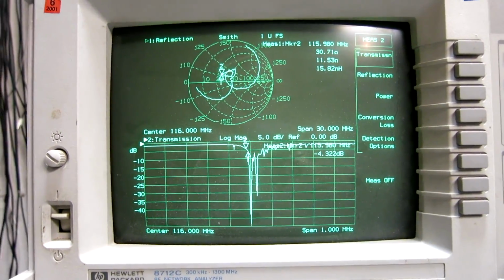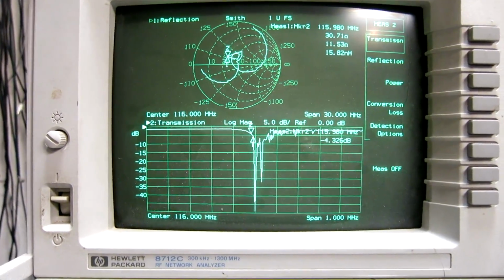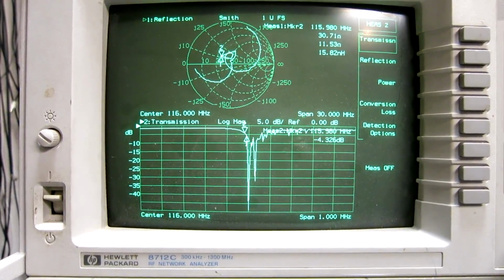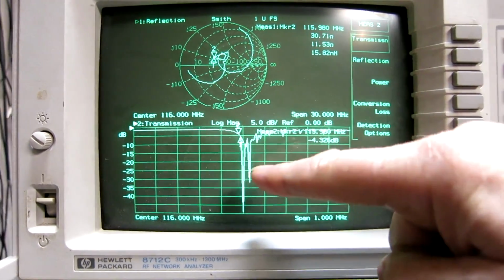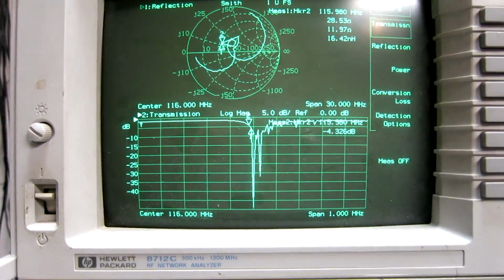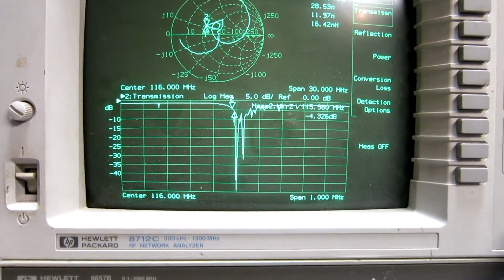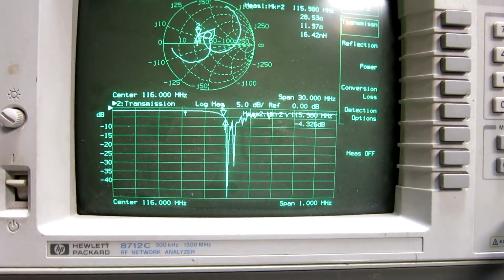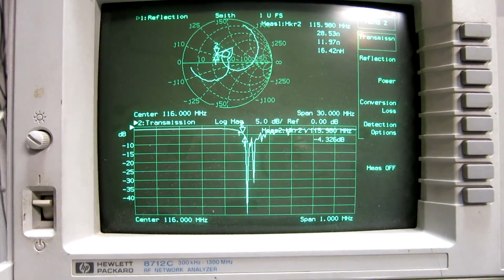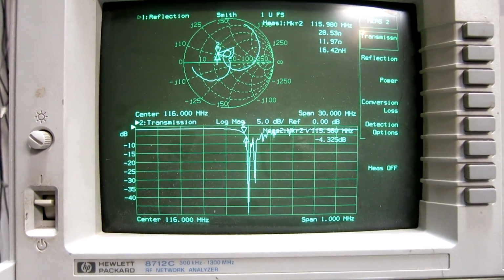Here is the response spanning over 1 MHz instead, and you can see there are many false resonances, spurious resonances on the high frequency side. This is typical.